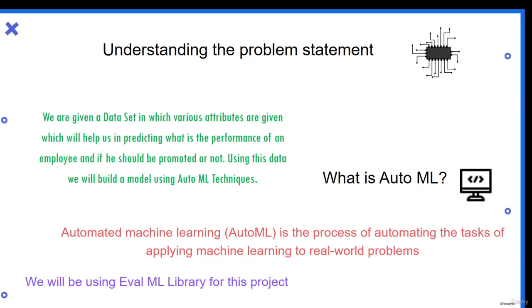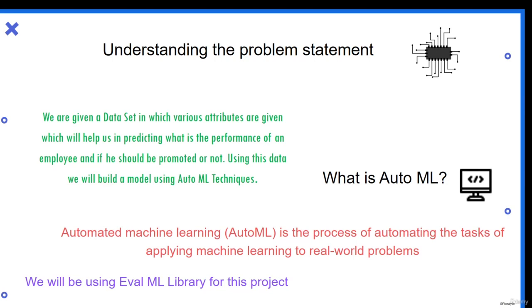I have already told you the problem statement, and this was the answer. Now how will we proceed towards it? I said that we'll be using automated ML, but what is AutoML? Automated machine learning, or AutoML, is the process of automating the task of applying machine learning to real world problems. Basically, automated machine learning automates the model development part.